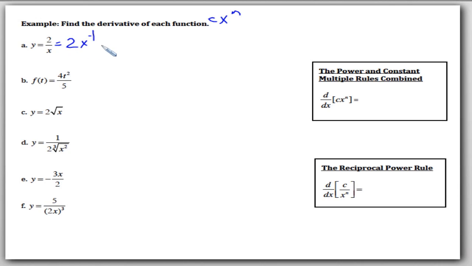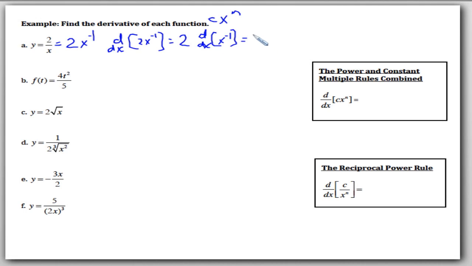So now what this is telling me is that if we take the derivative of 2x to the negative 1, we can factor out that constant 2, and then simply take the derivative of x to the negative 1.